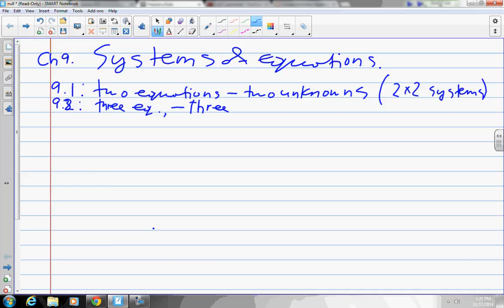Three unknowns. They're 3 by 3 systems. Does that sound good? And by the way, we'll just keep them linear, I should have said. Linear equations. So systems of linear equations, that's even better. Okay? So let me just start you off with an example.